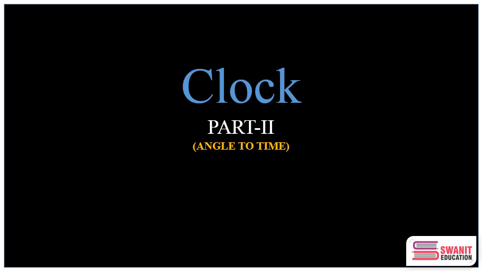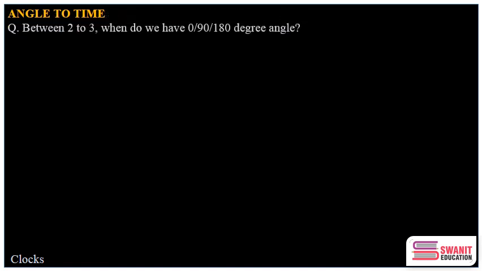So let us understand this in detail because it becomes one of the most commonly asked questions in many of the competitive exams. Let us take that question one by one. When it comes to angle to time, we will be talking about certain questions such as between 2 to 3, when do we have 0 degree, 90 degree and 180-degree angle? I will explain the concept first of all, and then we will look at some shortcut method in which we can solve the question probably without using pen and paper.